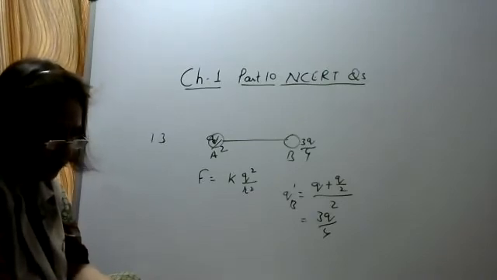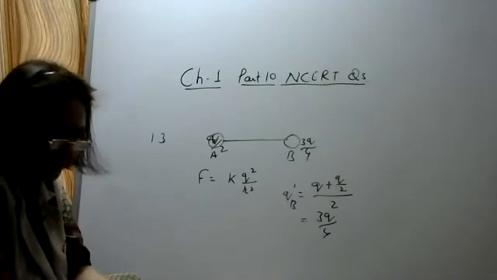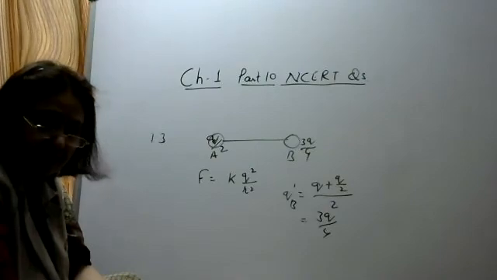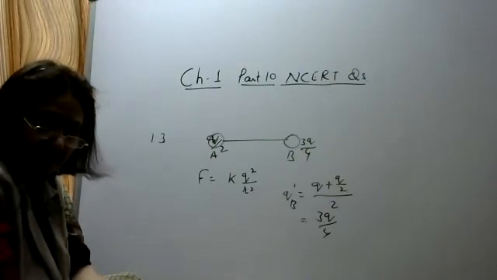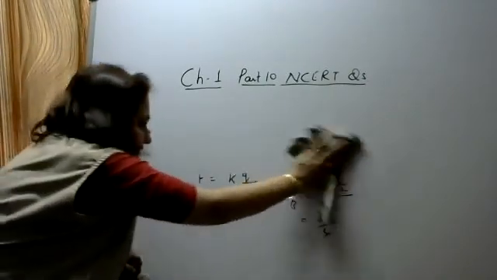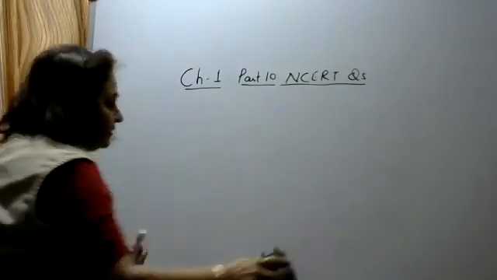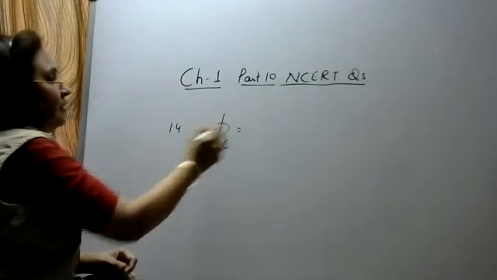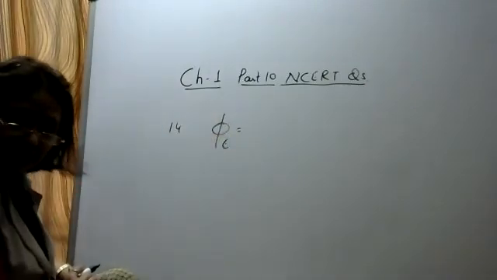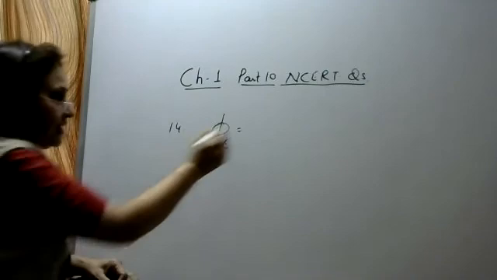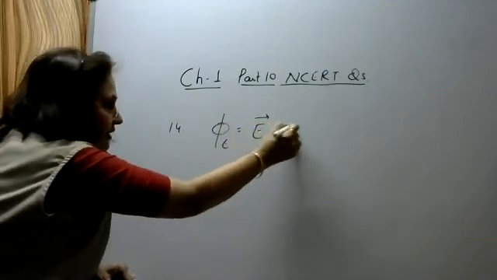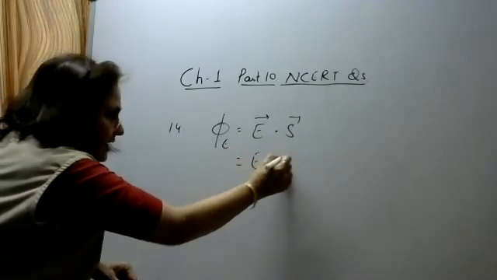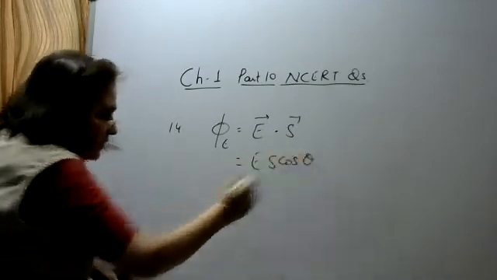Okay, we have to find out the electric flux. We have already done electric flux. It is E into ds, that is electric field into area. E dot s vector, s is what? Surface area. That is E into s into cos of angle between them.